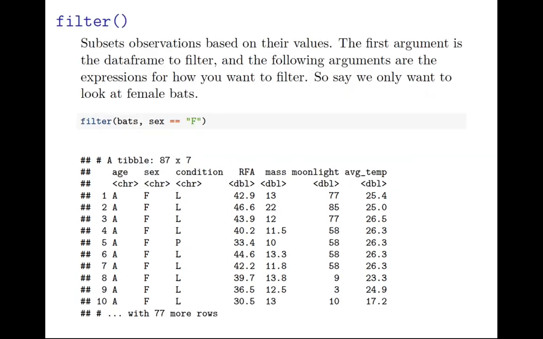And so the first function we're going to talk about is filter, and this subsets observations based on their values. So the first argument is the data frame that you want to filter, and the following arguments are the expressions for how you want to actually filter the data. So say you want to only look at female bats, this is the function you'd use, and you can see the resulting output is just the female bats.